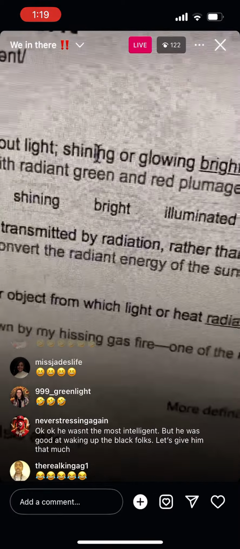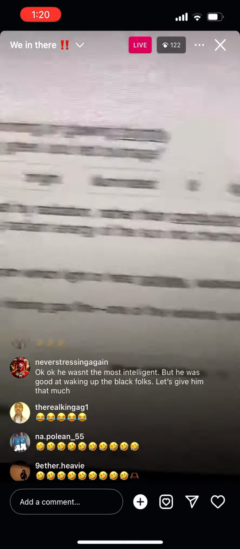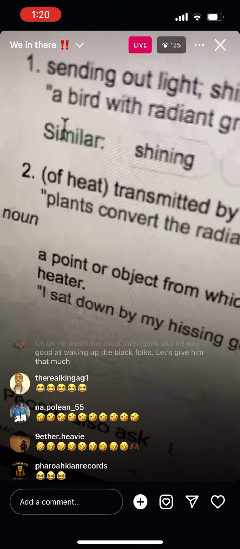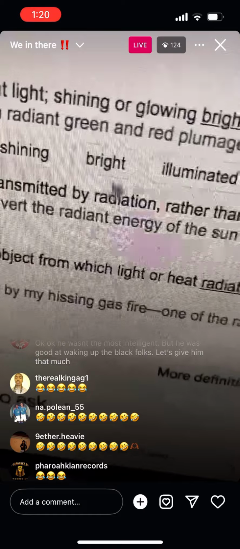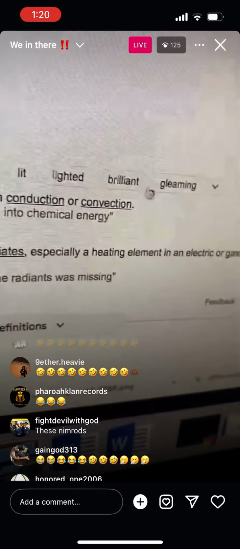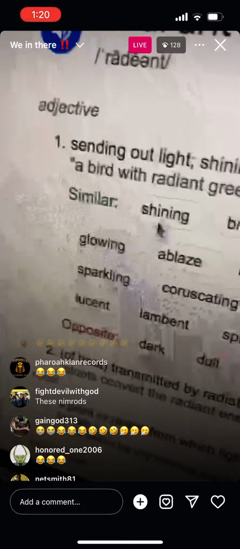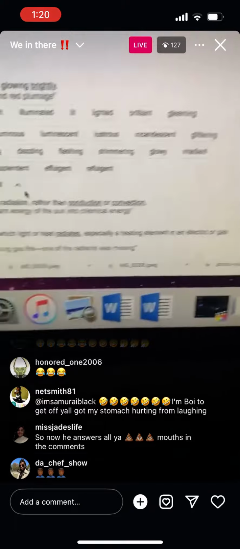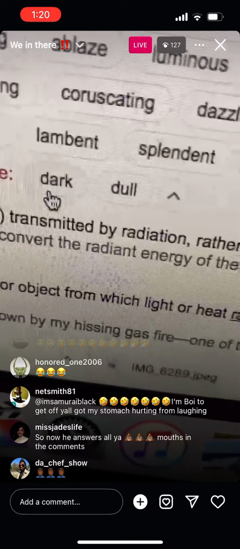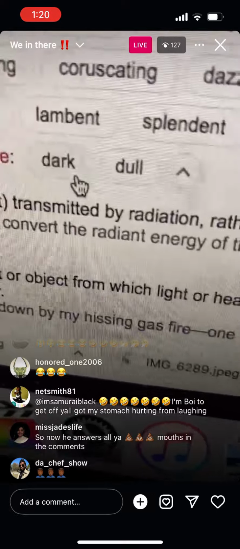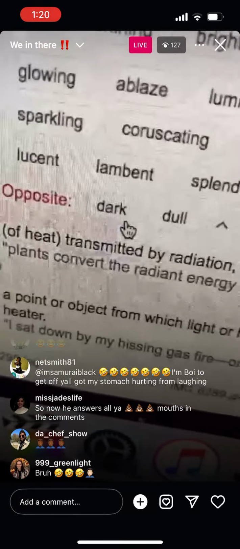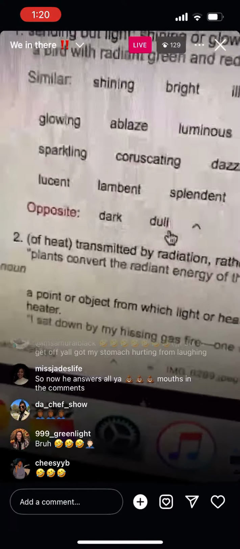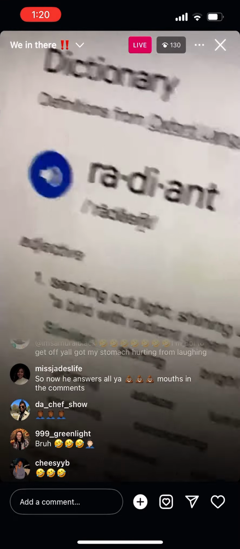Anyway, sending out light, shining or glowing brightly. We thought that was obvious. Matter of fact, since you want to be simple, I'll show you some other words that you can go and look up since you want to ask me stupid stuff on my break. Shining, bright, illuminated, lit, all that extra stuff. Oh, by the way, opposite: dark. So if there's anybody talking about how they're composed of dark matter energy, you should be able to see that they don't know what they're talking about. That's the opposite of what we mean when we say the word radiant.